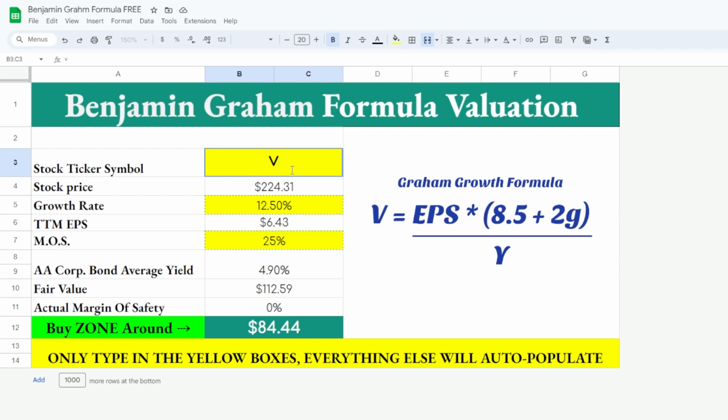But what's cool about this tool is you can go in here and type in any ticker symbol of any stock throughout the market, like Visa stock, for example, and see what the formula spits out as far as a buy zone and if or if not there's any margin of safety whatsoever.